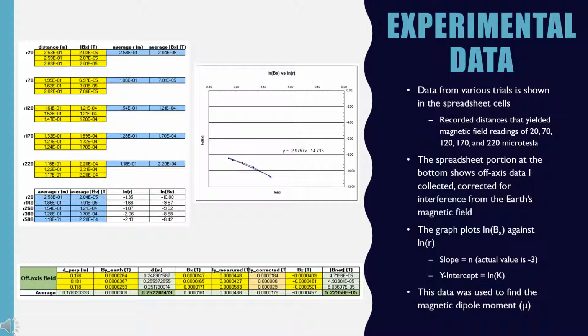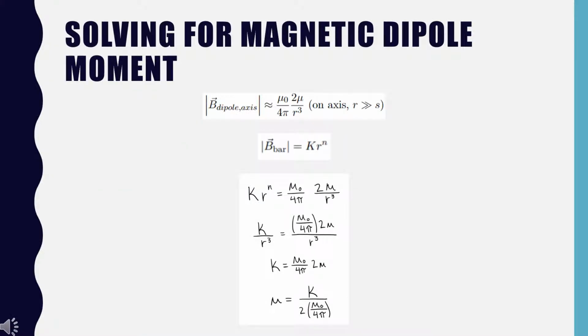The first equation shown here is the equation for finding the magnitude of the magnetic field of a dipole with an observation location on axis, and the second equation is a simplified equation for finding the magnitude of a bar magnet. Since the magnet we used in this experiment is a bar magnet with an observation location on axis, we can set these two magnitudes equal to each other. Since we know n equals -3 as discussed on the previous slide, we can simplify the equations further by canceling out the r cubed in the denominator.